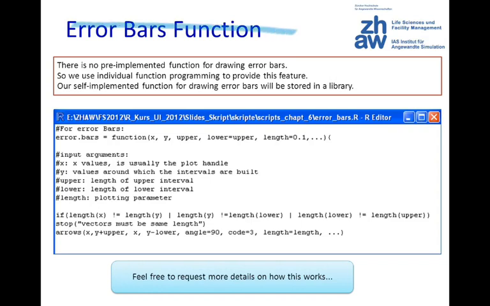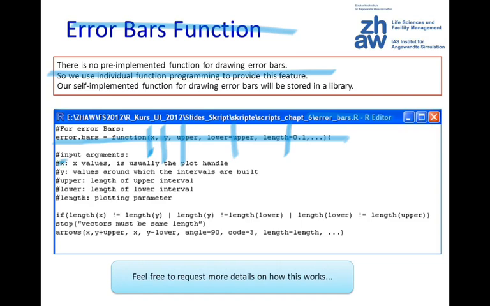There is unfortunately no pre-implemented function in R for doing that, so we have to do individual coding for this, and there is one. You find it in the library in this chapter. It's called error bars. That library contains one single function called error bars. It needs inputs of x, y, upper, and that's it. If you want to specify lower and length, then you can do that, but it's not necessary.